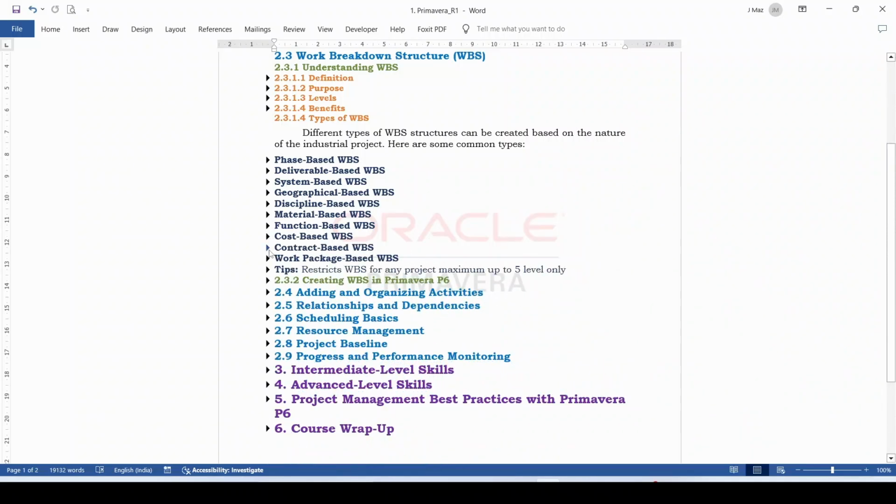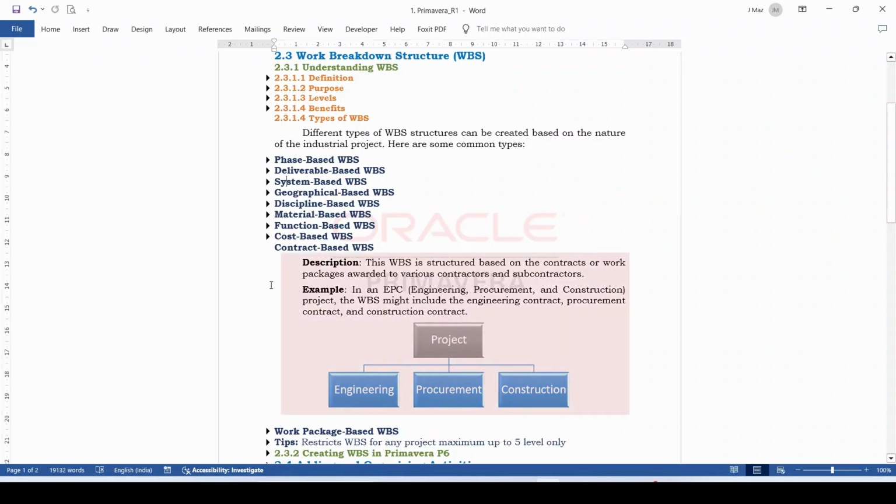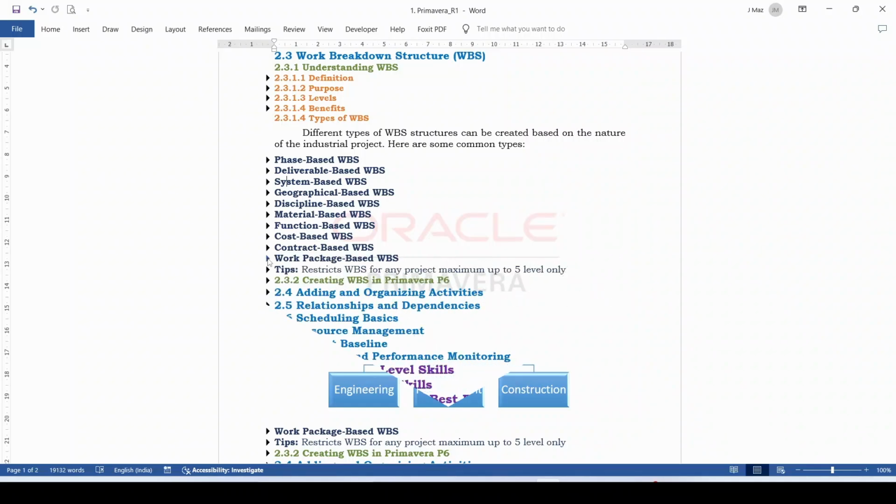Next is contract based WBS. This WBS is structured based on the contracts or work packages awarded to various contractors and subcontractors. For example, in an EPC contract, the WBS might include engineering contract, procurement contract, construction contract. And accordingly, the overall project is divided into three WBS called engineering, procurement, and construction. From the pictorial diagram, you can understand it.